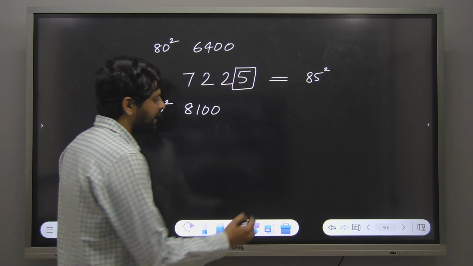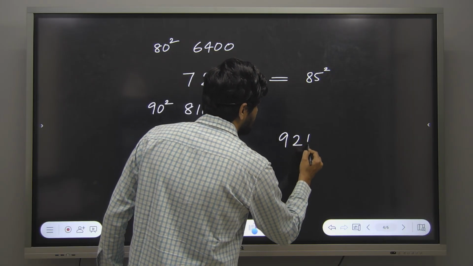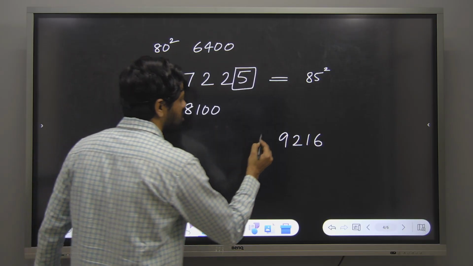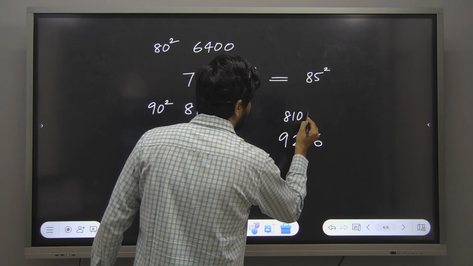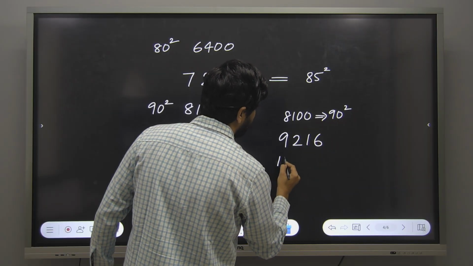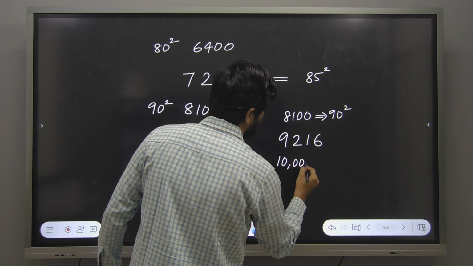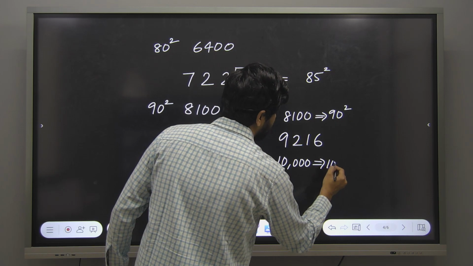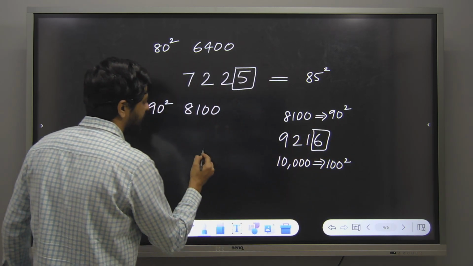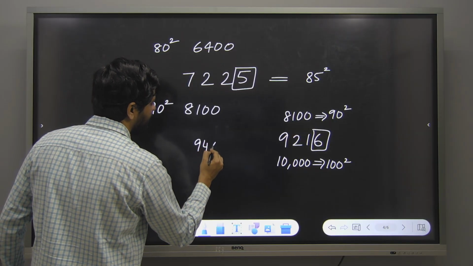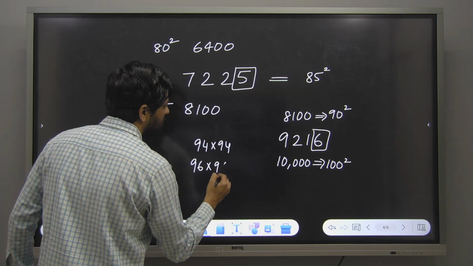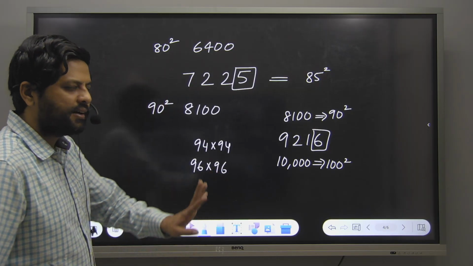9216. Okay? So it lies between which two numbers? 8100, which is 90 square, and 10,000, which is 100 square. When will it end with 6? It will end with 6 with 94 into 94 or 96 into 96.